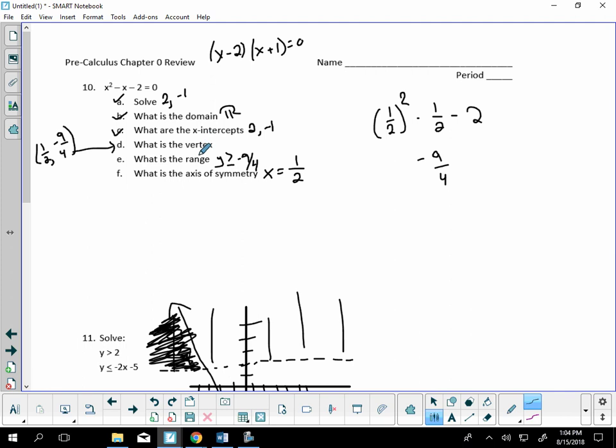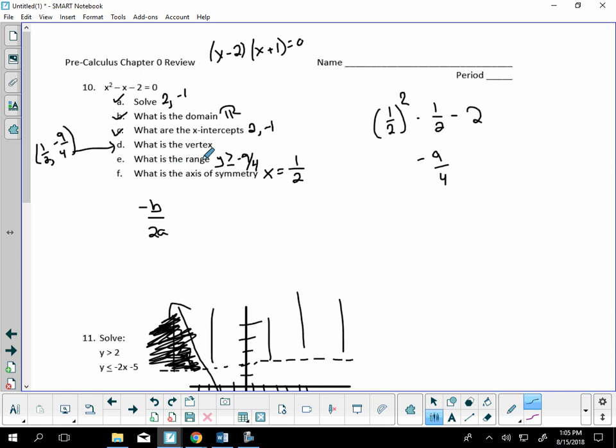It says vertex, range, and axis of symmetry. You're actually going to have to start with the axis of symmetry, which is opposite b over 2a, which gives you x equals 1/2. So that tells me my x-coordinate of my vertex, and then you have to plug that in. And when you plug it in, you get -9/4.